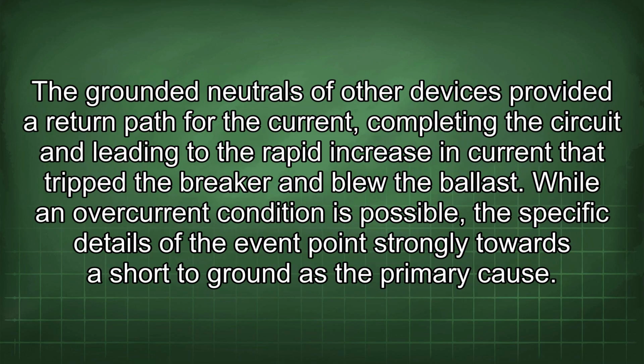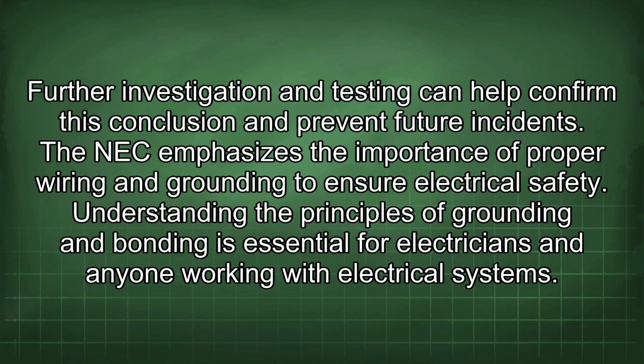The grounded neutrals of other devices provided a return path for the current, completing the circuit and leading to the rapid increase in current that tripped the breaker and blew the ballast. While an overcurrent condition is possible, the specific details of the event point strongly towards a short to ground as the primary cause. Further investigation and testing can help confirm this conclusion and prevent future incidents.